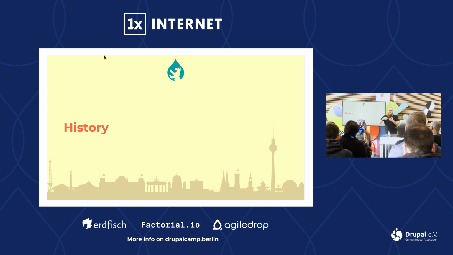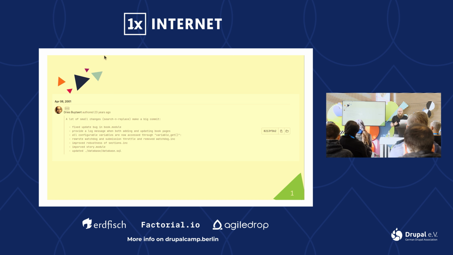So to see where we are today, we have to start with some history, right? In the bottom right corner of the screen, there will always be a number, which is the version of Drupal in which the thing I'm talking about was released. This is version 1. This is the very first time I found something about variables within Drupal, which is 23 years ago when I took the screenshot.